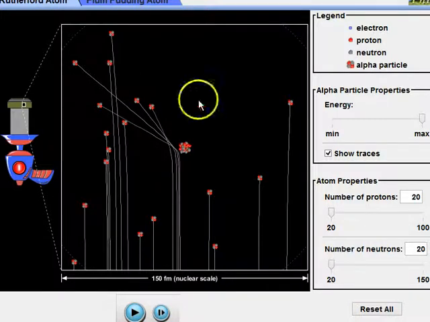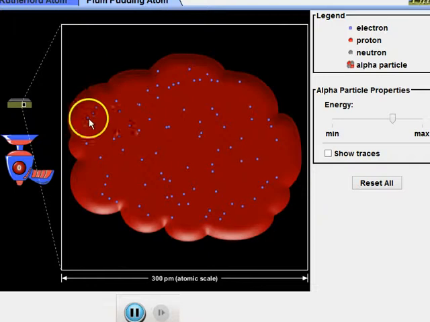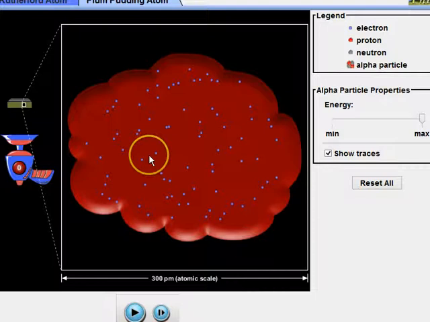Okay, let's look at the plum pudding model. We also have that here. So if the whole atom were to look like this, let's do the same thing. We'll set the energy to maximum. We'll also click on show traces, and we're just going to pause the simulation before we do anything. So everything is set, and you can see that in the plum pudding model the whole thing is positive charge, and in the middle are the electrons that are embedded. Right? That's the plum pudding model. Cool?